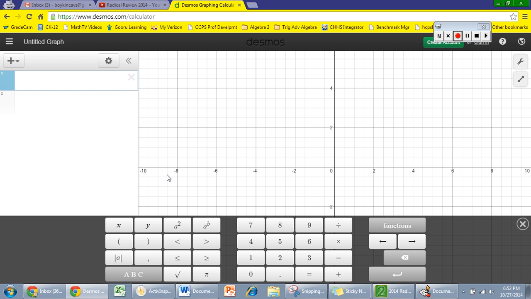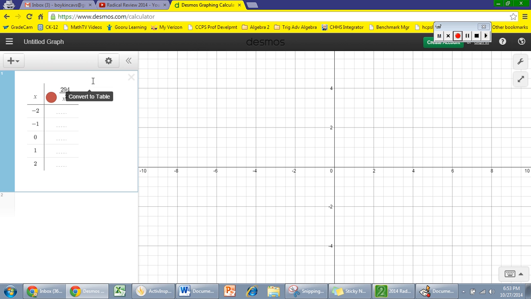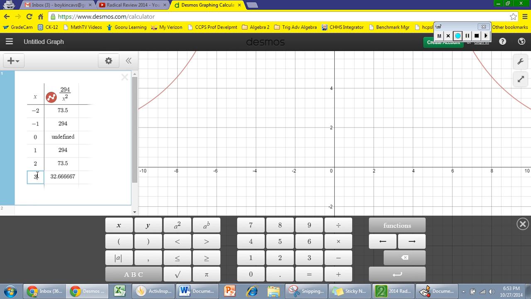Now we can certainly do a factor tree, but here's a little trick. The square root, that's the opposite of x squared, isn't it? So I'm going to take 294 and I'm going to divide it by x squared. I'm going to look at the table of values. As I mentioned in class, it's only going to give me 2 numbers on either side of 0, so if I need to continue this on, I'm going to type a 3, and if I just keep hitting enter, it will keep on going.